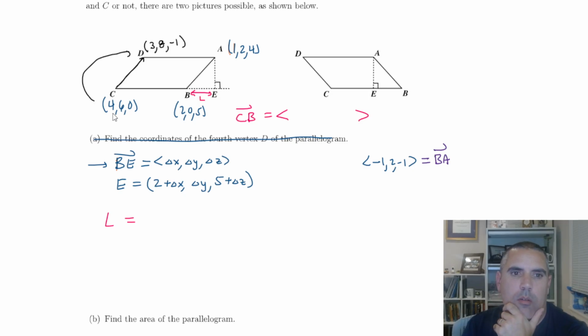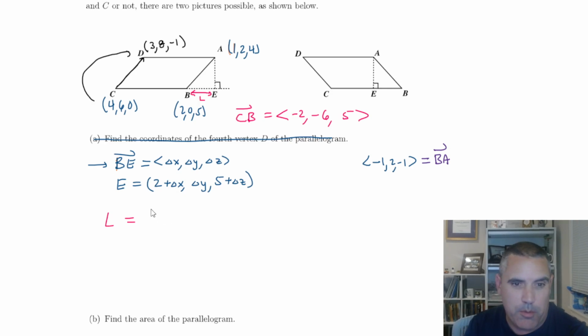So 2 minus 4 is negative 2. 0 minus 6 is negative 6. 5 minus 0 is 5. We can do a double check: down 2, down 6, up 5. Okay. So I would like to project AB onto the ground.